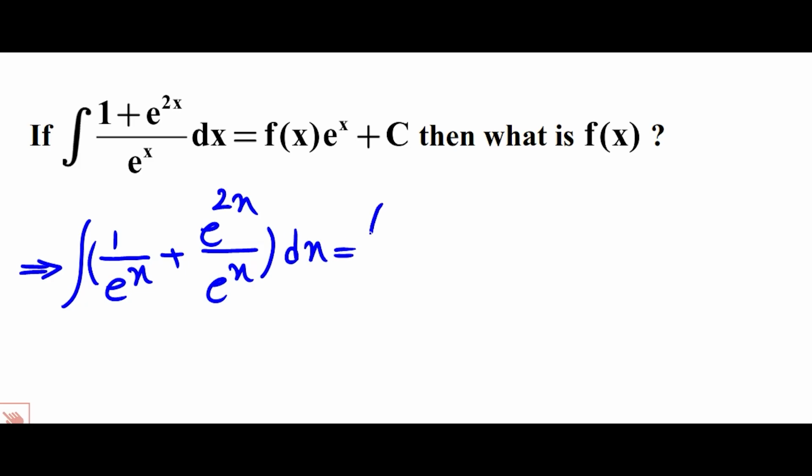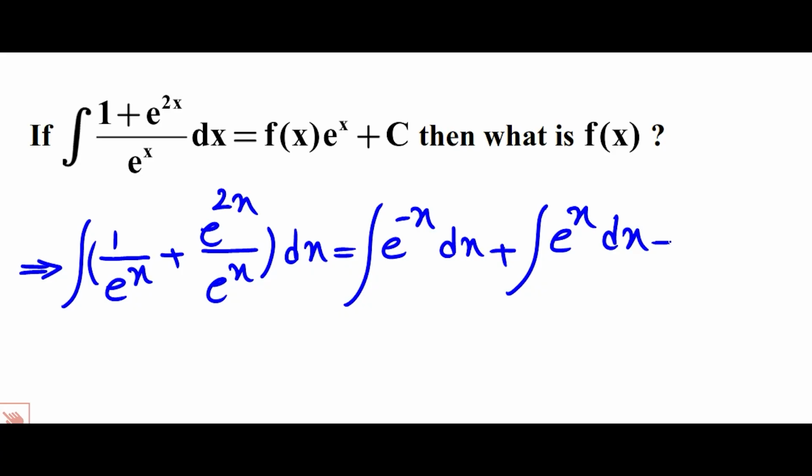dx equals the integral of 1 over e to the x, equals e to the negative x dx, plus the integral of e to the 2x over e to the x. If we use exponent rules, we have e to the 2x minus x. So we have e to the x dx, right?